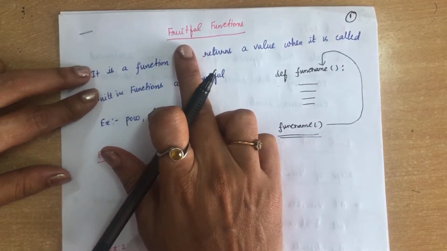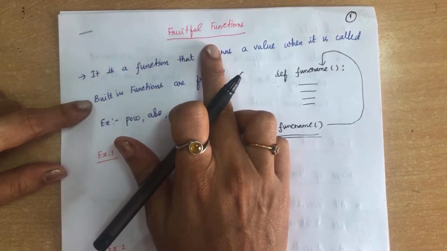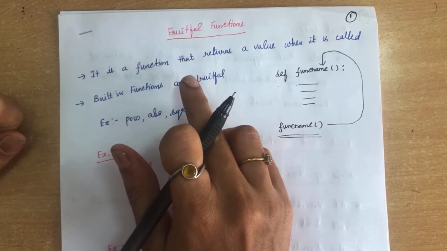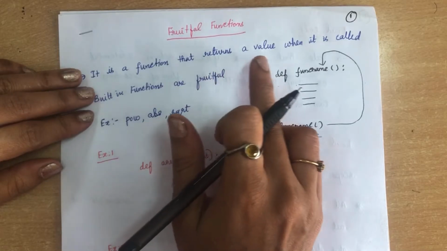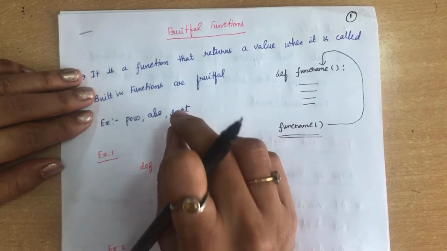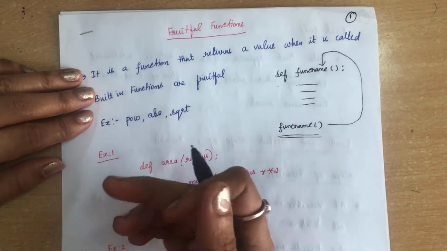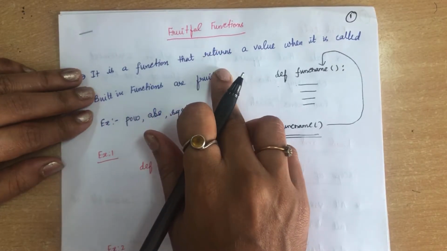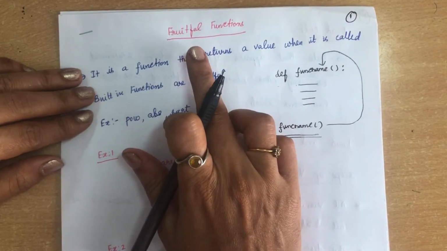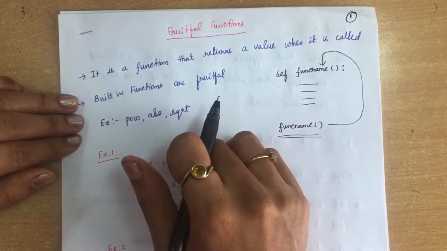Now today we are going to see what is a fruitful function. A fruitful function is also a function that returns a value when it is called. So what do you mean by a fruitful function? It is also a function, but it should return a value. Then it is called a fruitful function. We will see the example.